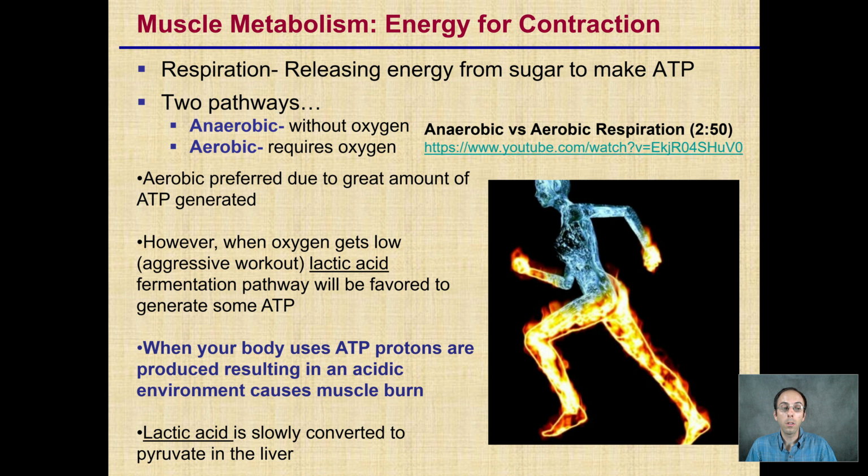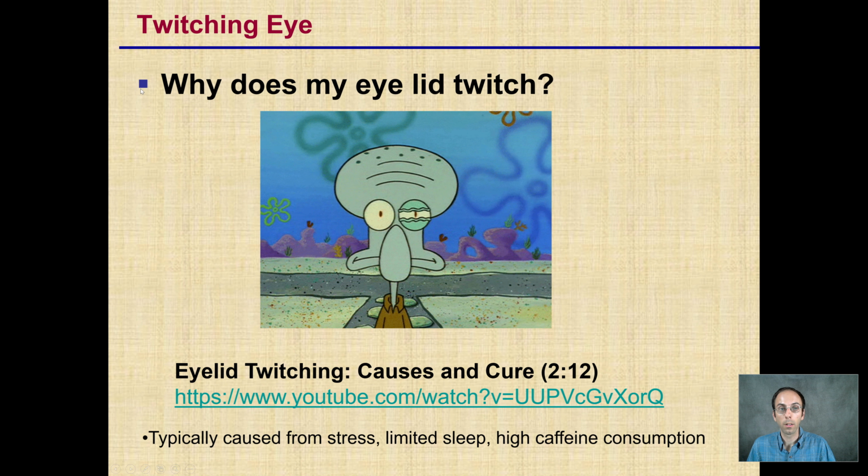However, it's important to note that when your body uses ATP, protons are being produced, resulting in an acidic environment, and this is what's causing muscle burn. A lot of people misdiagnose it as being the lactic acid because they hear the term acid, but in this case, it's just the release of hydrogen ions, protons, from ATP. Lactic acid is slowly converted to pyruvate in the liver, and it can actually help speed the process of reducing the amount of burn you may be feeling in your muscles.